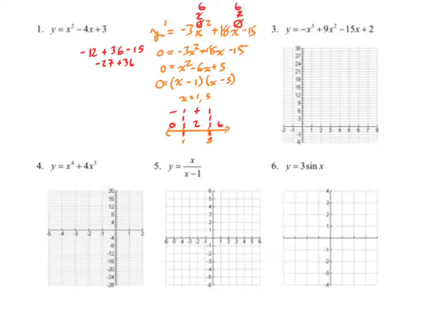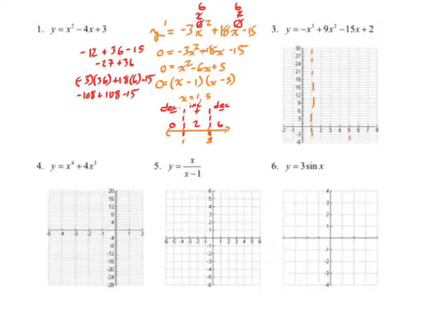Then let's try the 6. We plug in the 6. We get negative 3 times 36, and then 18 times 6 minus 15. Negative 108 and positive 108 minus 15. It looks like I get a negative there as well. And so what do these signs tell us? The negative, the positive, negative, they tell us that the graph we're trying to graph is decreasing before the x value of 1, increasing between the 1 and the 5, and then decreasing after the 5.